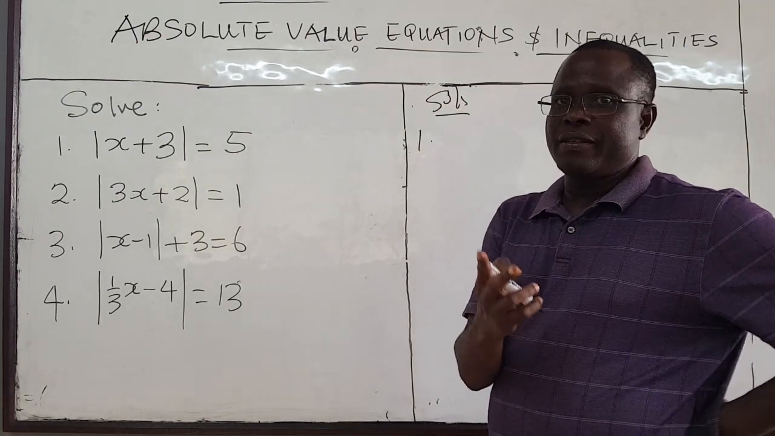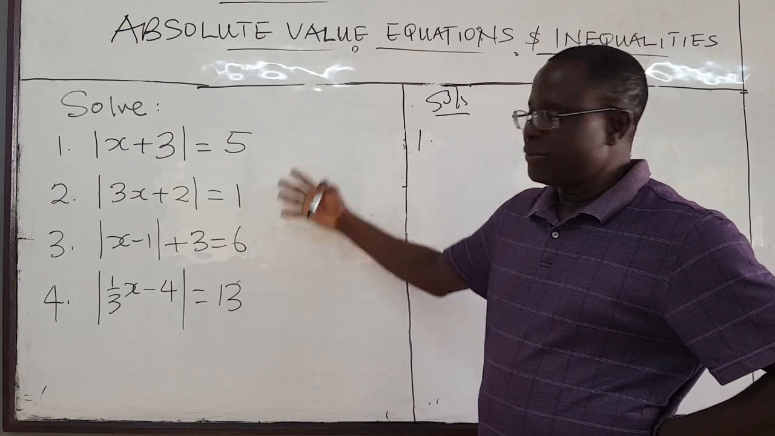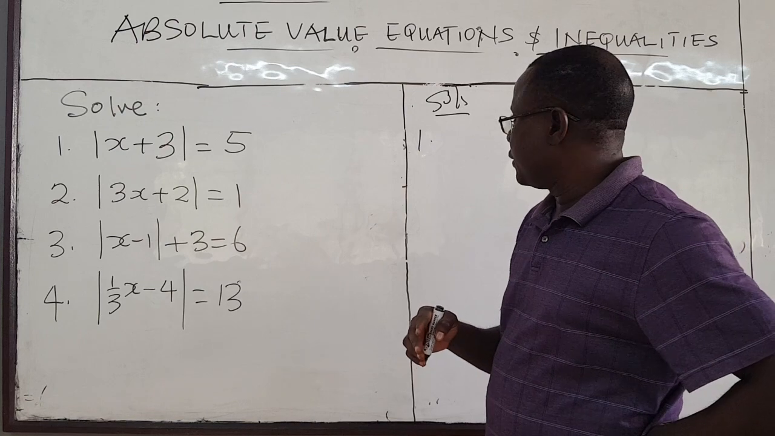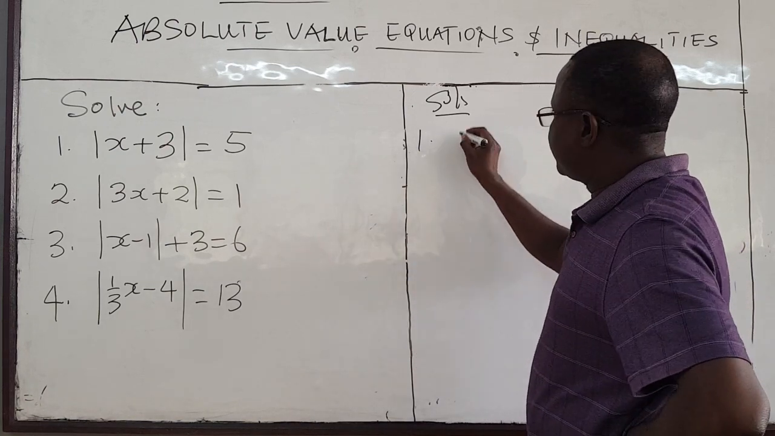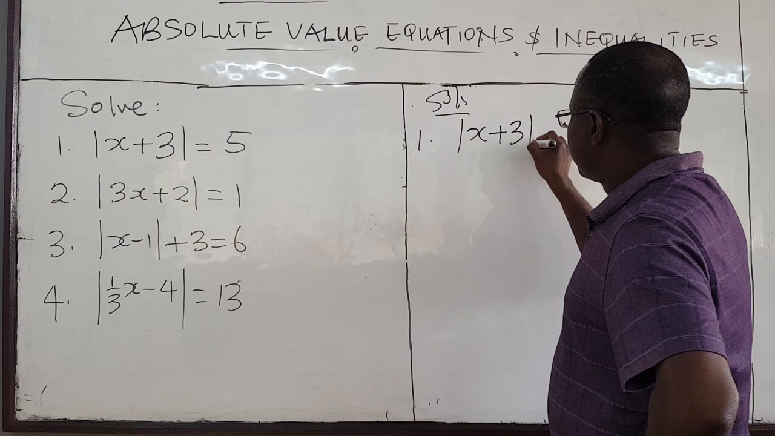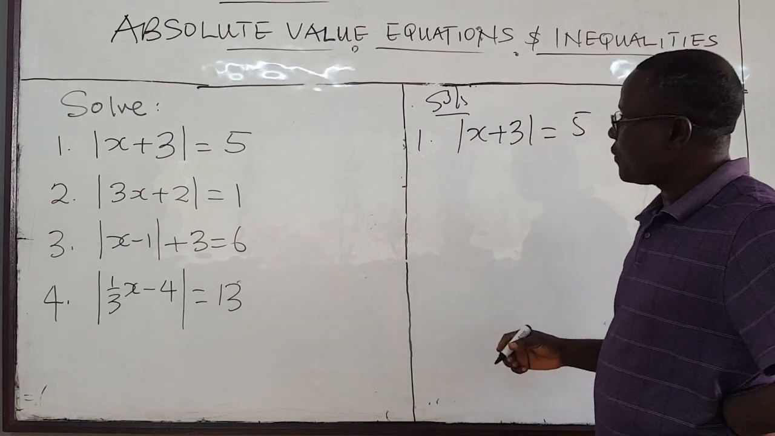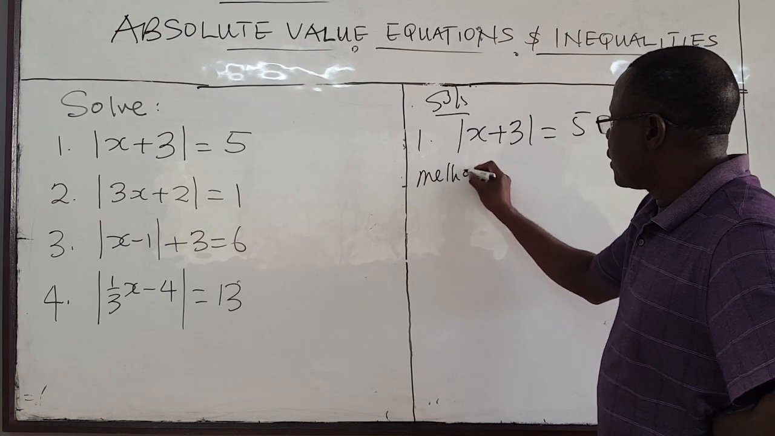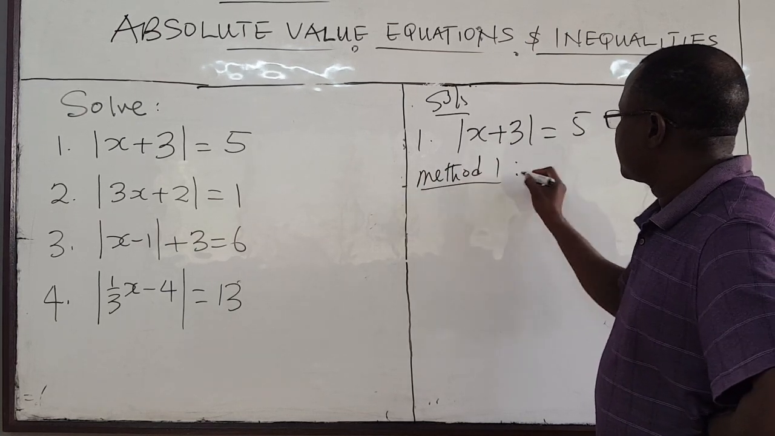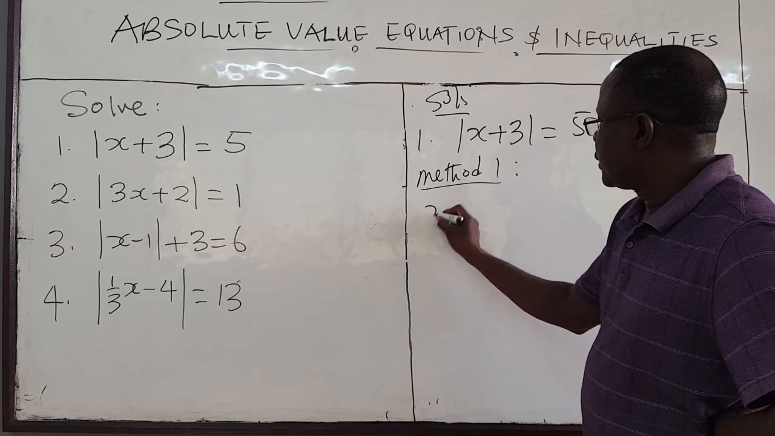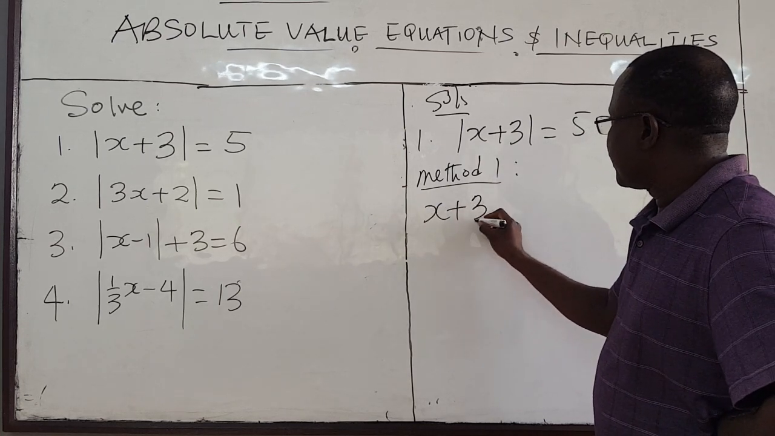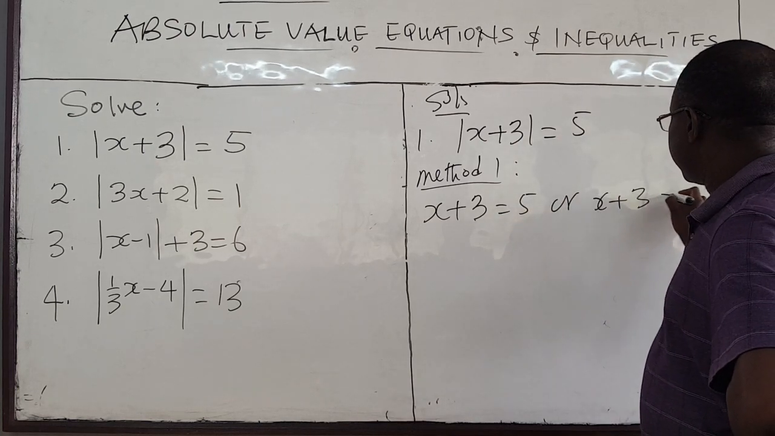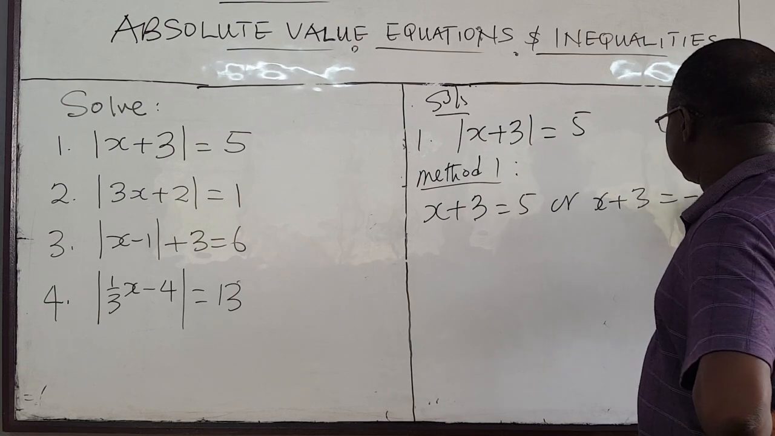Okay. For the first one, we're going to use two methods as we did before, but in the subsequent ones, I'll just choose one of the methods to deal with it. So we have |x + 3| = 5. By method 1, you know that this means x + 3 = 5, or x + 3 = negative of whatever is here, negative 5.